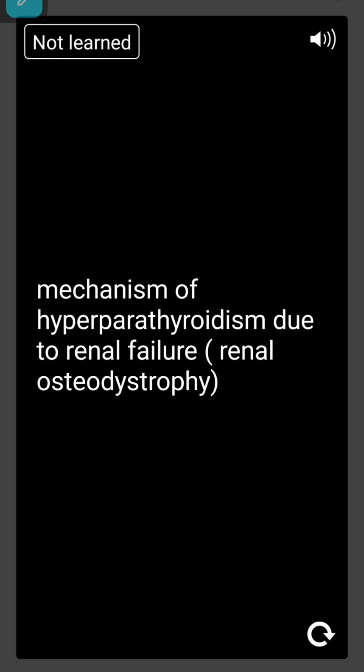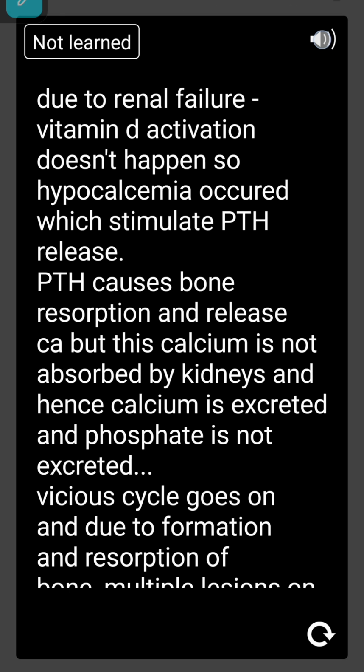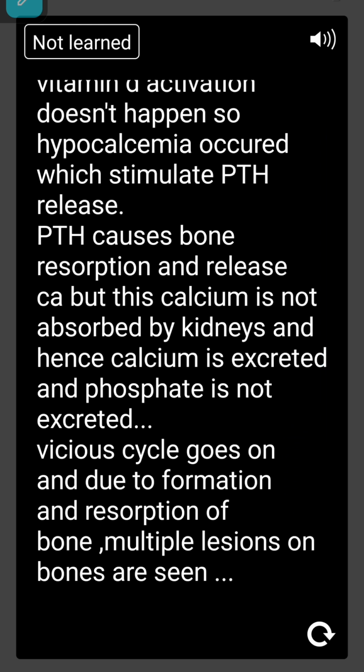Mechanism of hyperparathyroidism due to renal failure, renal osteodystrophy. Due to renal failure, vitamin D activation doesn't happen, so hypocalcemia occurs, which stimulates PTH release. PTH causes bone resorption and release of calcium, but this calcium is not absorbed by the kidneys and hence is excreted, and phosphate is not excreted. The vicious cycle goes on, and due to formation and resorption of bone, multiple lesions on bones are seen.